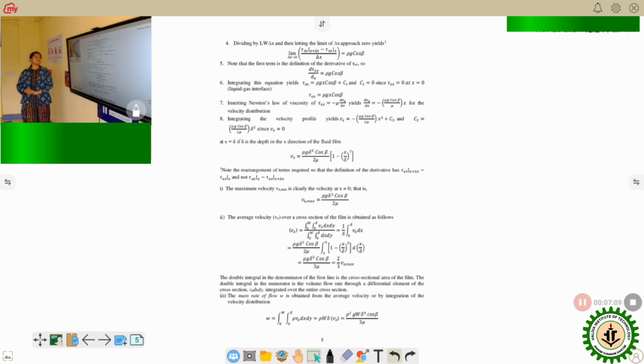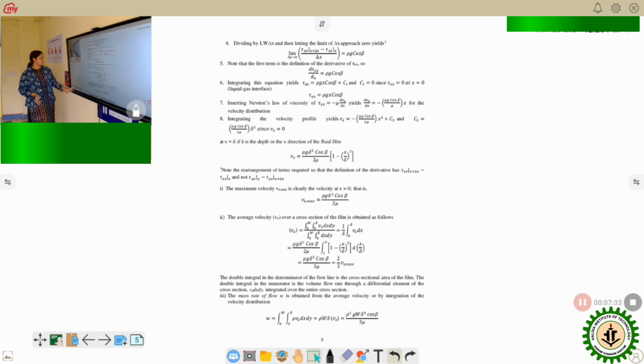After that, by the definition of the derivative of tau xz, d tau xz divided by dx equals rho g cos beta. Then integrating this equation, finally we get the shear stress tau xz equals rho g x cos beta plus C1.